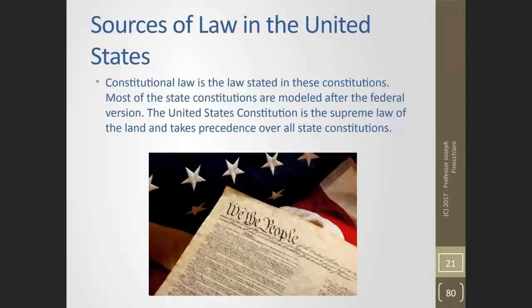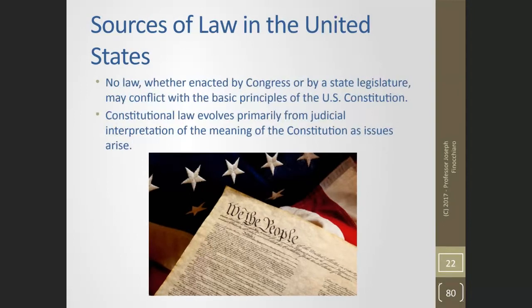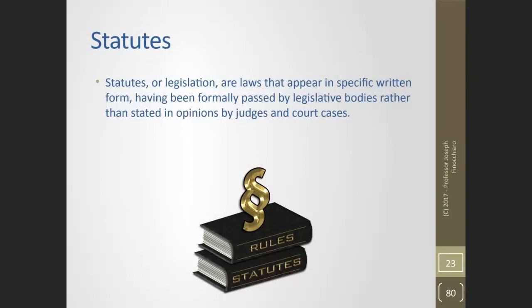Constitutional law is the law stated in these constitutions. Most of the state constitutions are modeled after the federal version. The United States Constitution is the supreme law of the land and takes precedence over all state constitutions. No law, whether enacted by Congress or by a state legislature, may conflict with the basic principles of the U.S. Constitution. Constitutional law evolves primarily from judicial interpretation of the meaning of the Constitution as issues arise.